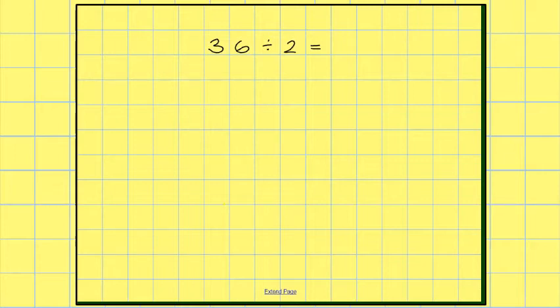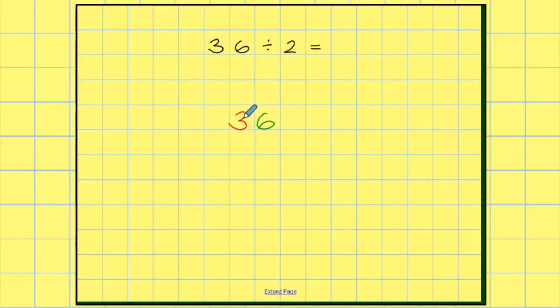Okay, so the first thing we do is write the big number, and I'm going to choose some colours. We're going to use red for the tens numbers, like that. We're going to have ones numbers like that, and then the divisor we're going to have in black.